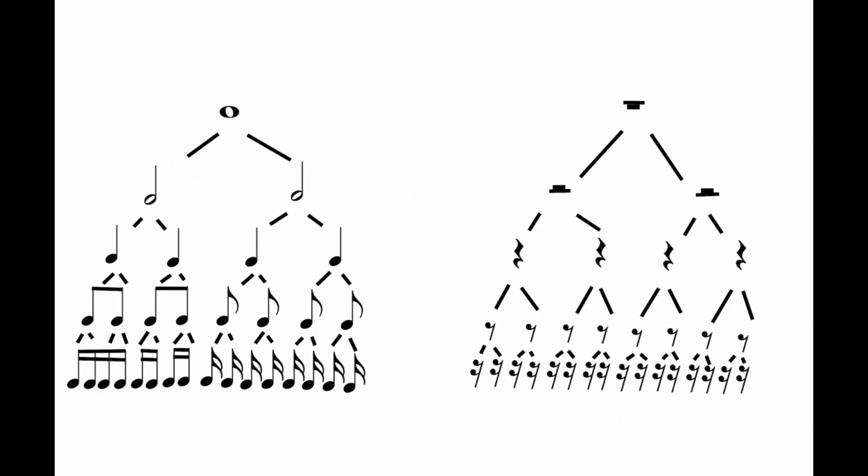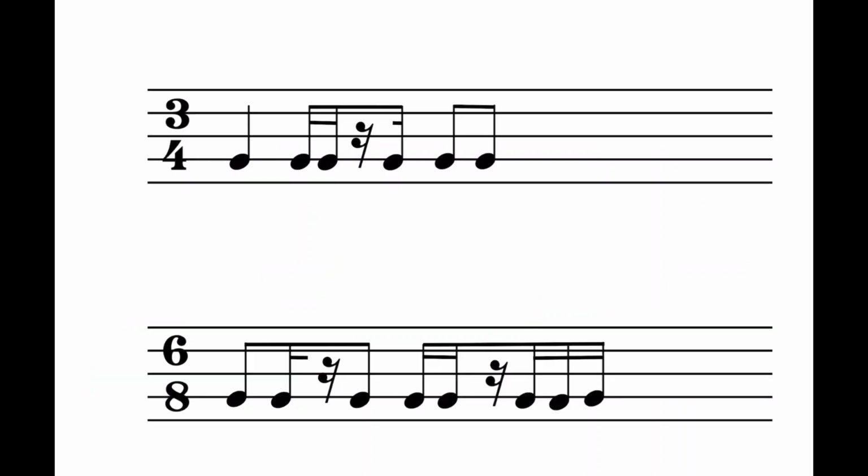Let's review. We've got our note tree on the left here. Whole notes can split into 2 half notes. Each half note splits into 2 quarter notes. Each quarter note can split into 2 eighth notes, either with beams on the left or with flags on the right. And each eighth note can split into 2 16th notes. Again, beams on the left, flags on the right. On the right side of the screen, we've got the whole rest, which can split into 2 half rests, each half rest into 2 quarter rests, each quarter rest into 2 eighth rests, and each eighth rest into 2 16th rests. Let's practice counting a couple examples.